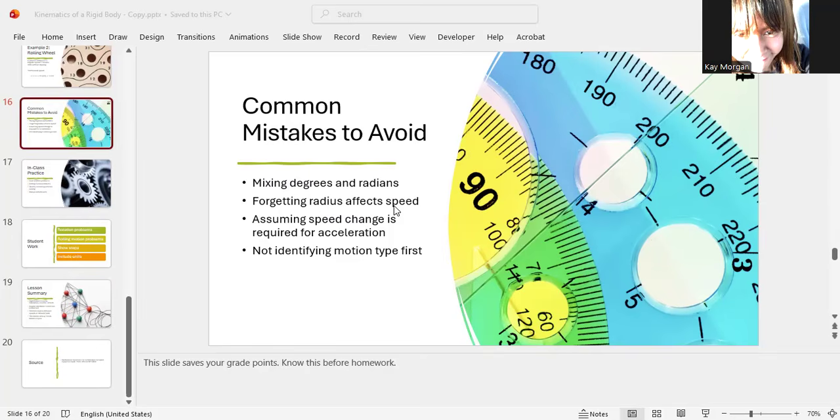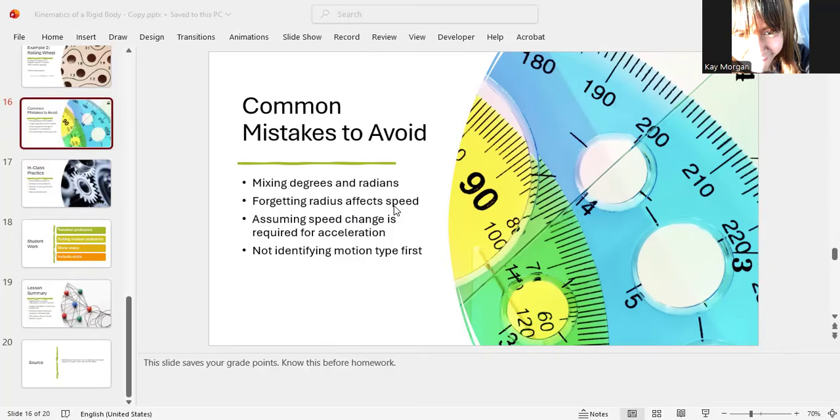So anyway, the second mistake again: don't forget that radius affects the linear speed. Your linear speed depends on how far away your point of interest, your point of study, is from the axis. Therefore, the bigger that radius is, the faster your linear speed is. We have two different speeds. Even though your angular speed is the same for the whole body, points farther away from the center move faster than points closer to the center. You have to get this.